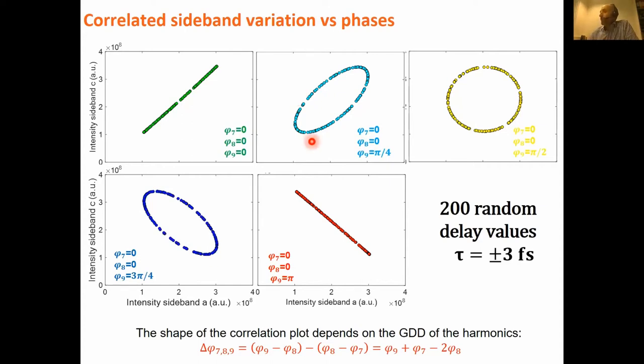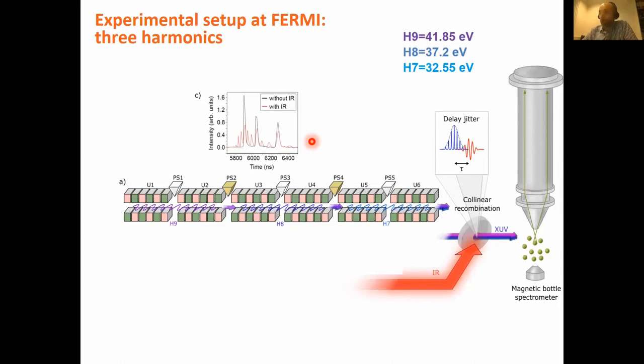Okay, so now I can show the experimental data that we have acquired. I will first show you the data with three harmonics. This is the configuration of FERMI that we have been using. Harmonic 9 was generated in the first two undulators, then in the second two undulators harmonic 8, and in the final one harmonic 7. You can see the energies here.